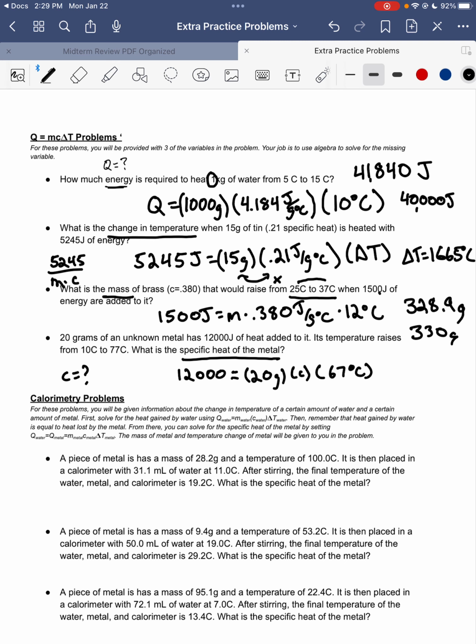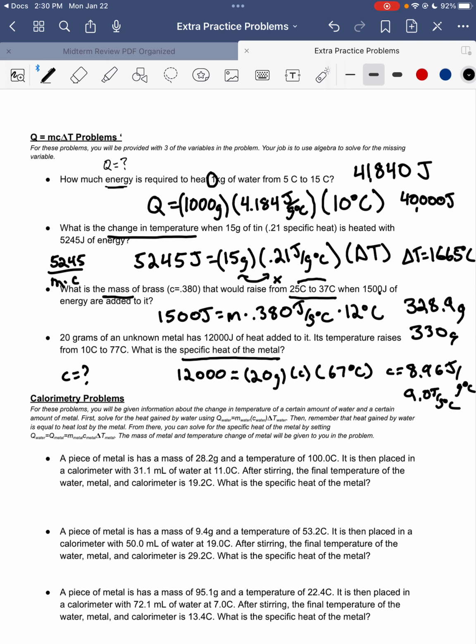To figure out what my C is, I'm going to take my joules, 12,000, divided by my mass, divided by my delta T, and that gives me a C value of 8.96 joules per gram degree Celsius. And if I'm worried about sig figs, I'm going to round this to 2 sig figs because that's what my answer gives me. So I would round that to 9.0 joules per gram degree Celsius.